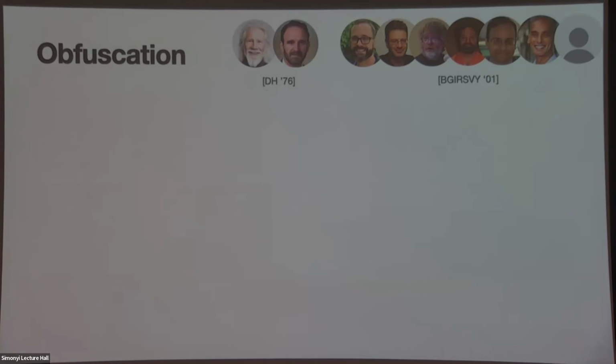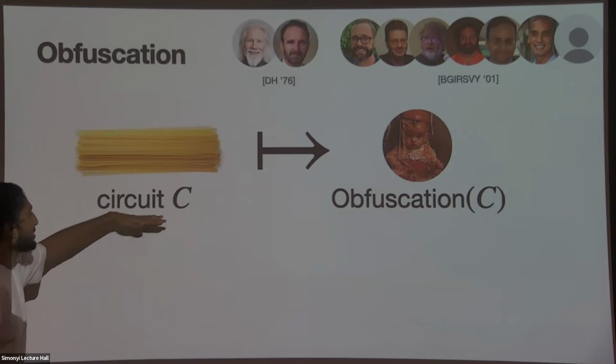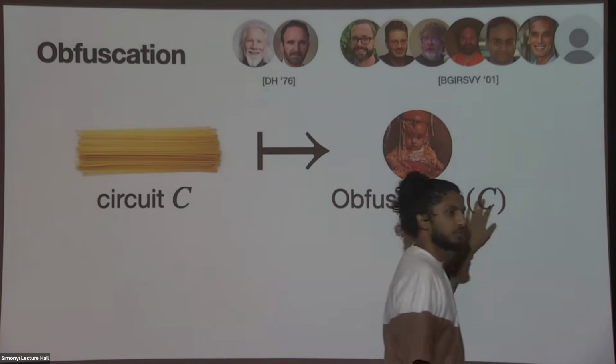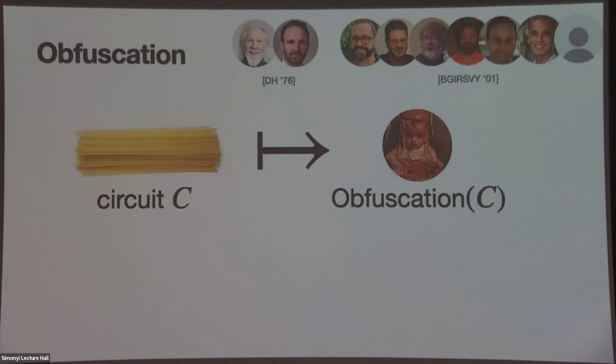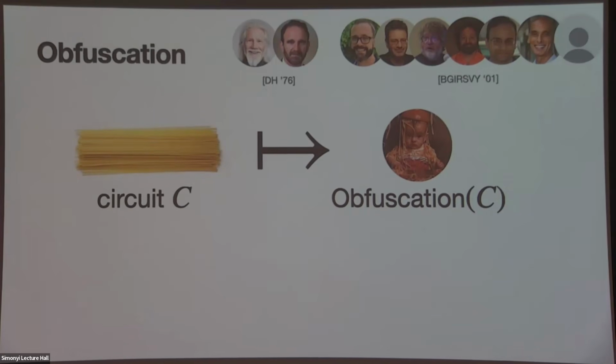And okay, what's the goal in obfuscation? The goal in obfuscation is to turn spaghetti into spaghetti code, okay? So you're given some circuit C, and you want to scramble that circuit into some obfuscated version of C that hopefully hides everything you possibly could about the circuit C.